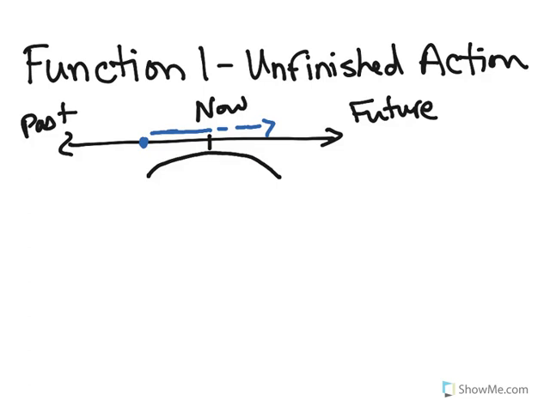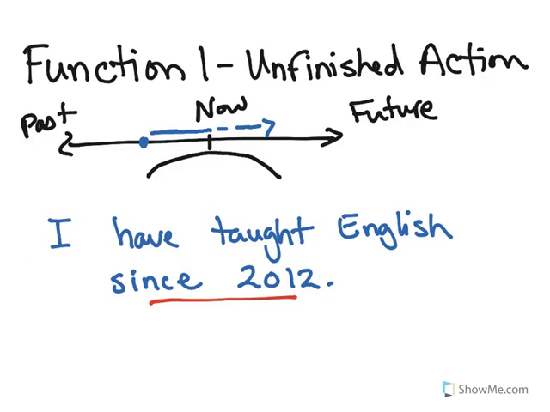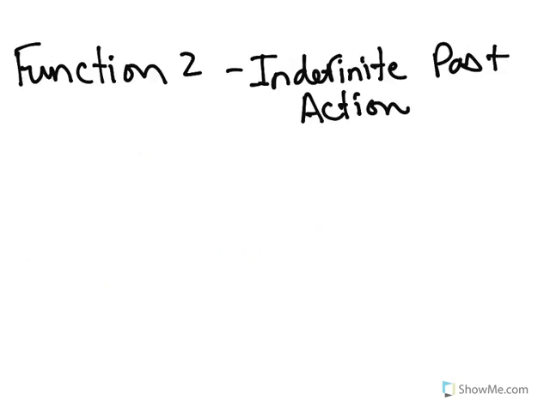To give you an example of that, I might have a sentence like this. I have taught English since 2012. Okay, so here you can see that my action began in the past. Since you're taking a class from me, you know that it still continues today. So that's a bridge from the past, an action that began in the past that still continues today. An unfinished past action is the first way that we use present perfect.